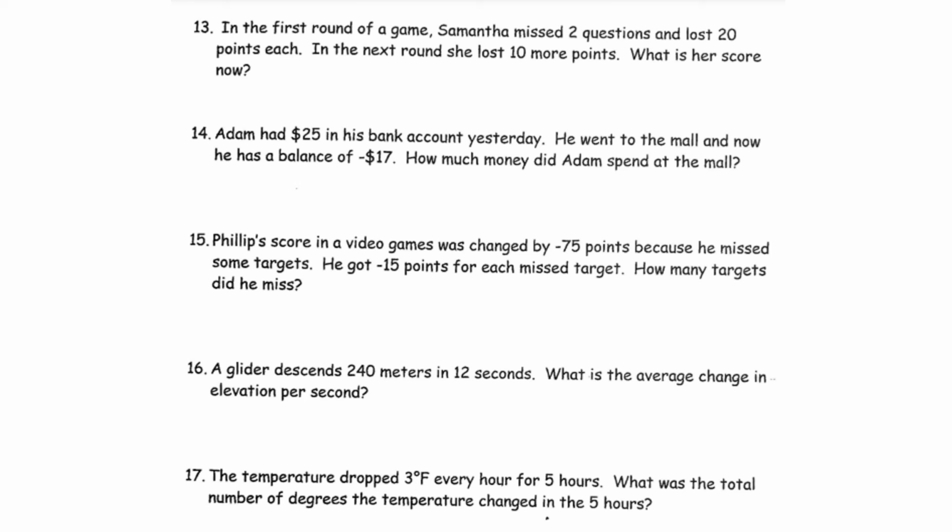Number 16. A glider descends 240 meters in 12 seconds. What is the average change in the elevation per second? Number 17. The temperature dropped 3 degrees Fahrenheit every hour for 5 hours. What was the total number of degrees the temperature changed in the 5 hours?